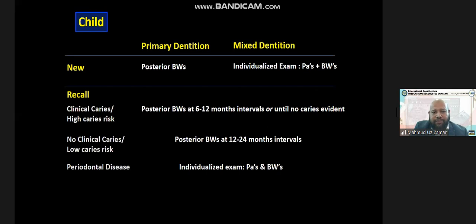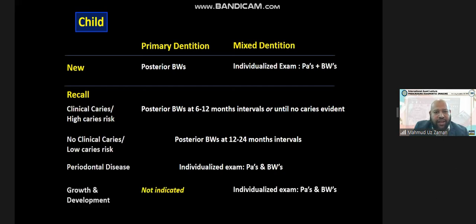If there is any periodontal disease history or poor periodontal history of this patient, you will go for individual periapical or bite-wing radiograph. And if there is any growth or development in the primary dentition, no type of radiograph is indicated, only individual examination. You will go for periapical or bite-wing radiograph.